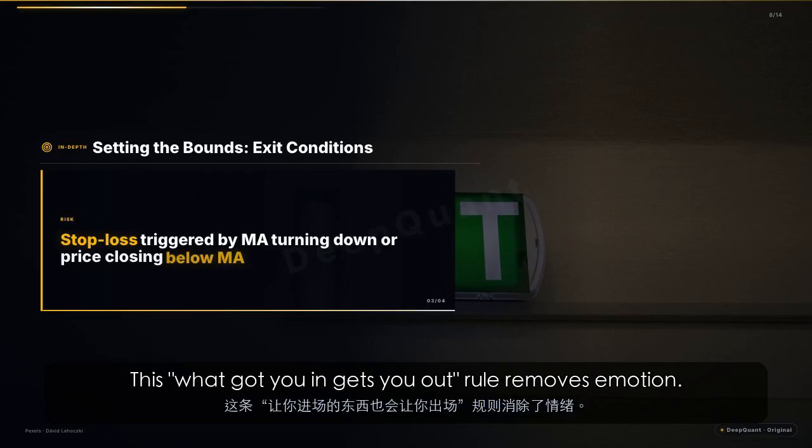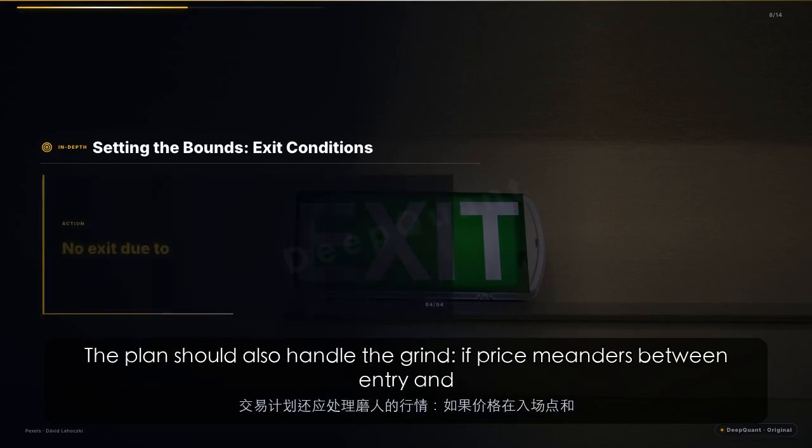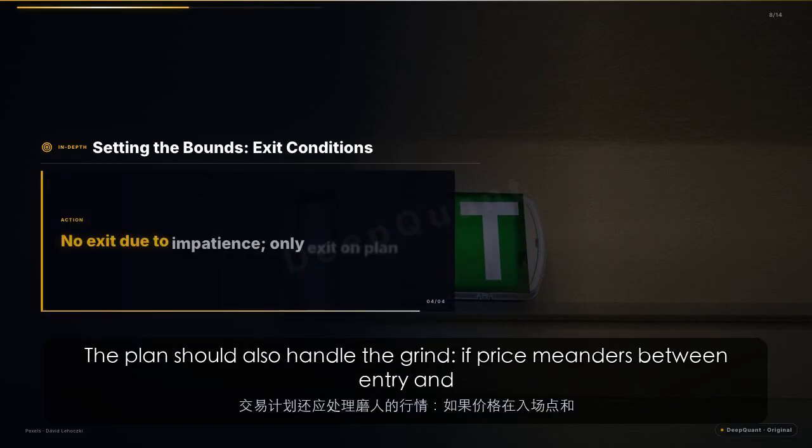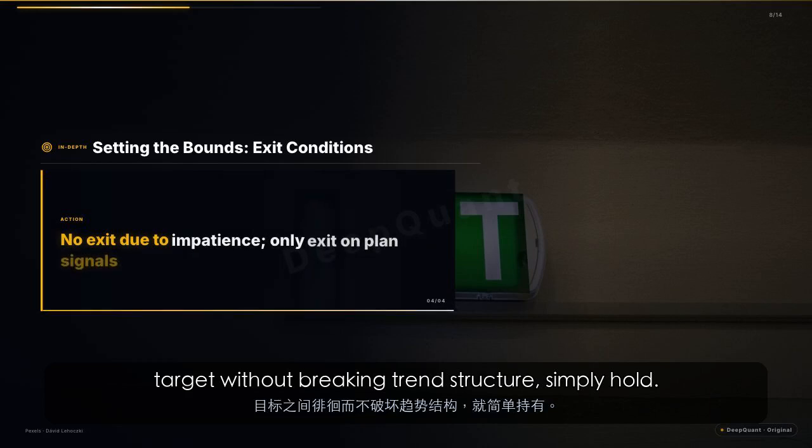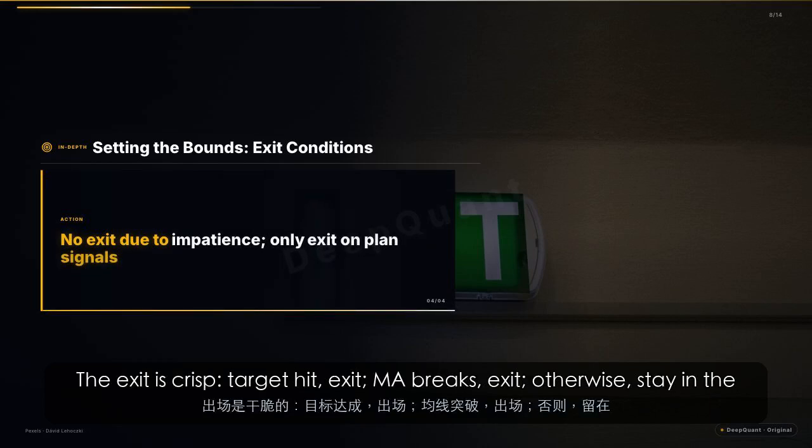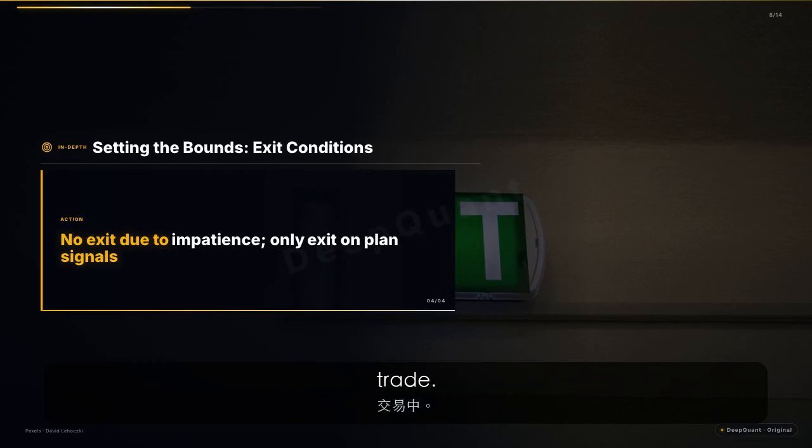The plan should also handle the grind. If price meanders between entry and target without breaking trend structure, simply hold. The exit is crisp: target hit, exit; MA breaks, exit; otherwise, stay in the trade.